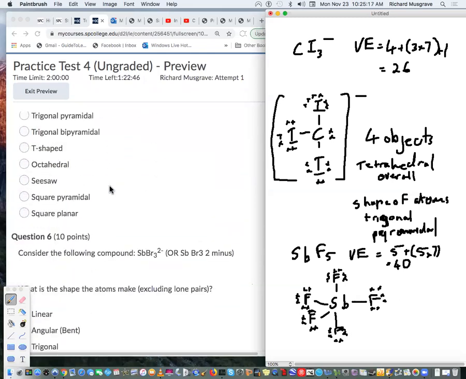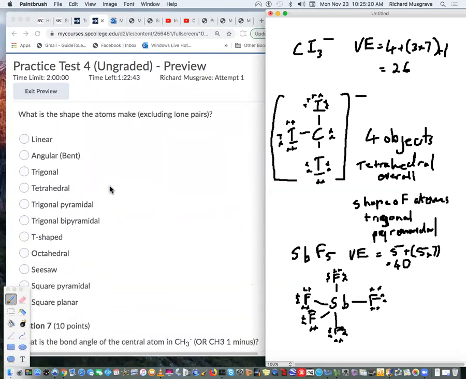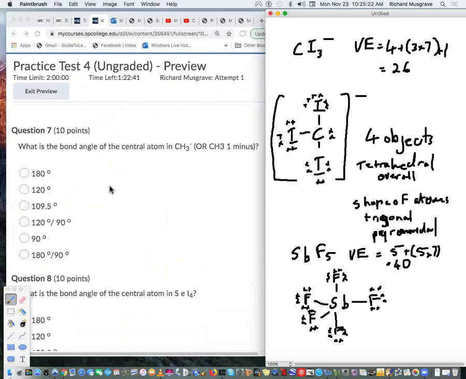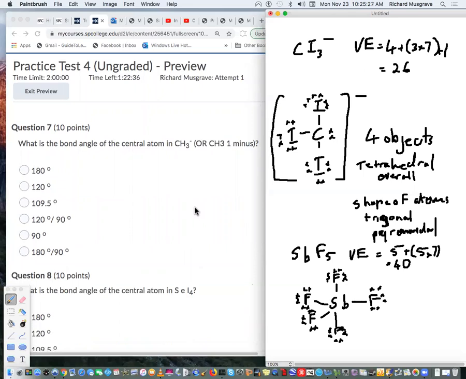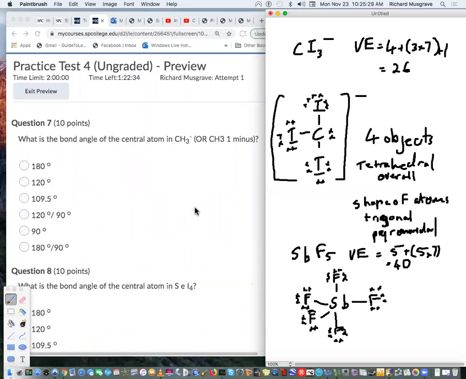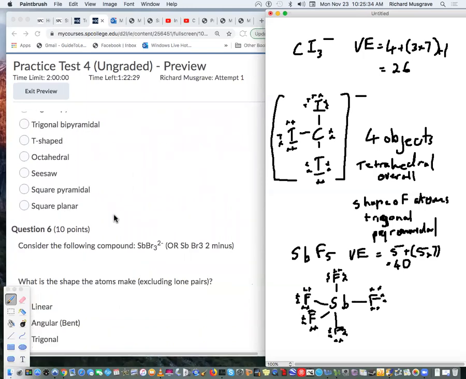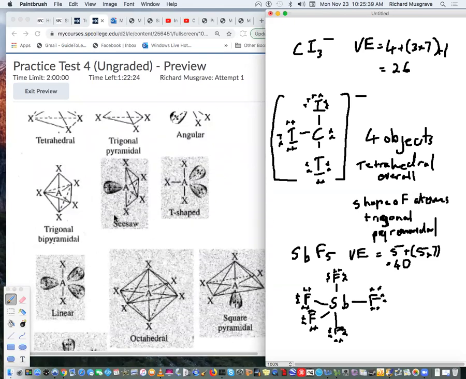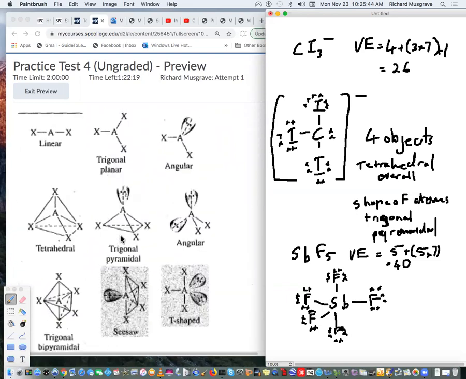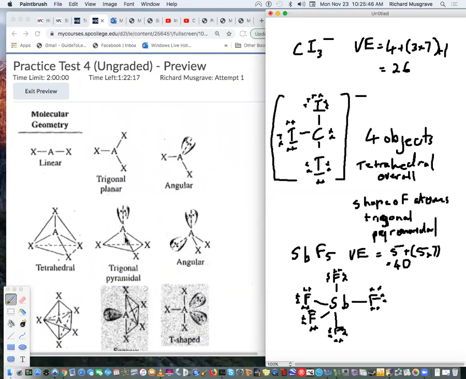Okay, I feel like we've done enough with that. Let's look at the bond angles. Now you can see the list of bond angles here. And unfortunately, there's no real way out. But you do have the diagrams here for everything. And I think by looking at the diagrams, it's not difficult to come up with the bond angles on your own.